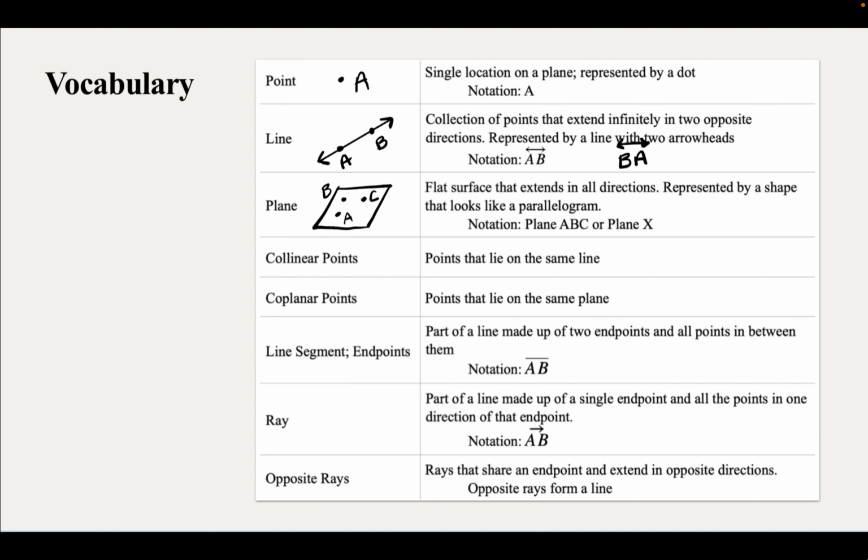Sometimes you'll also have a capital letter kind of off in the corner. That's another way to name it. You could just say plane X. So in this case, the capital letter is not a point, it's the name of the plane.